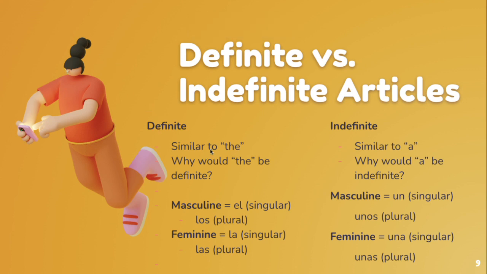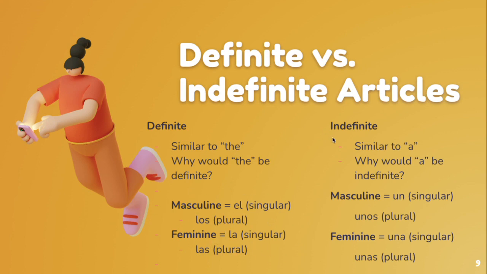So definite is similar to "the" in English. Why would "the" be definite? Think about it in the sense that you are defining something. I want the bowl. I want the cat. I see the picture. I see the photo. I see the map. You are talking about something that is definite. It's specific. Remember, you're going to use el if it's masculine and singular, los if it's masculine and plural. Feminine is going to be la if it's singular and las if it's plural. Make sure you have this in your notes for the definites.